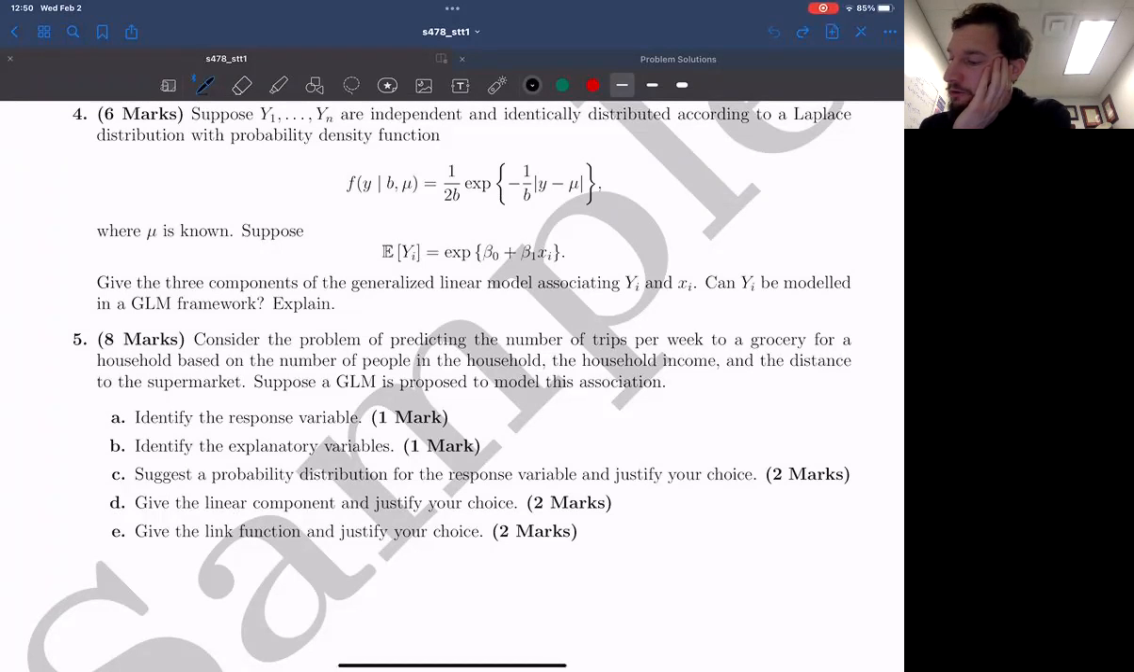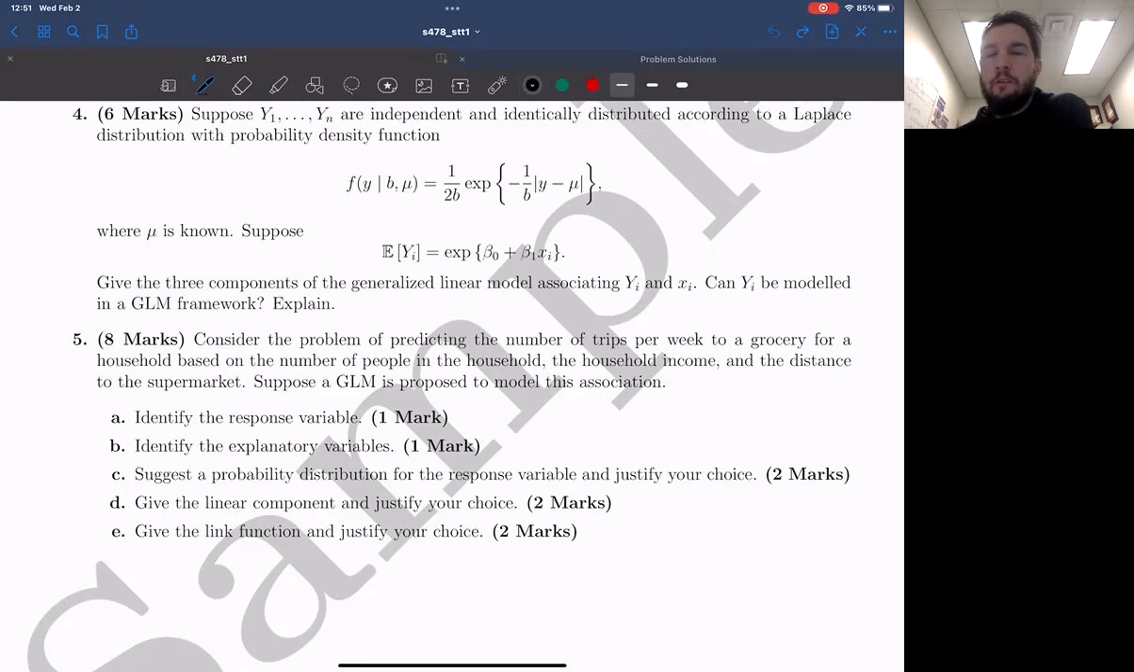Okay, so there's a few different questions here. Identify the response, identify the explanatory, suggest a distribution for the response and justify, give the linear component, give the link function. This question is more of a thought experiment, basically trying to determine if you understand what it means to set up a GLM, if you understand the components of the GLM. It plays off the previous question where we would have written the framework down anyways.